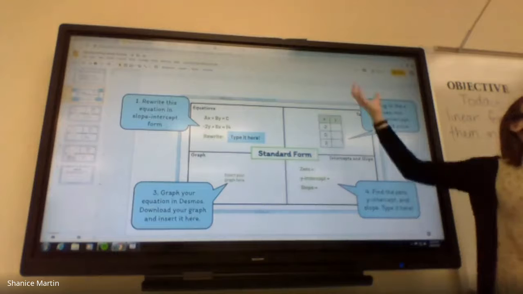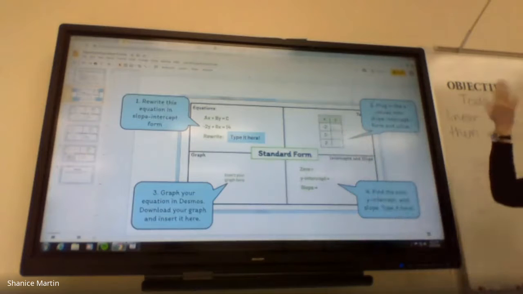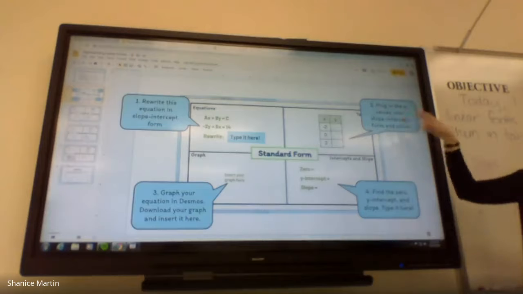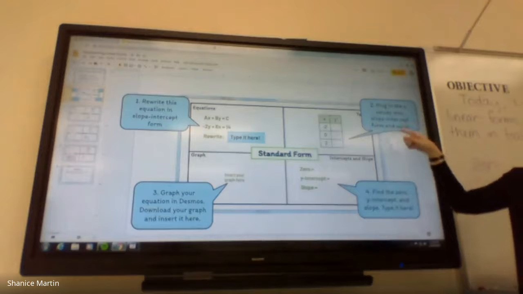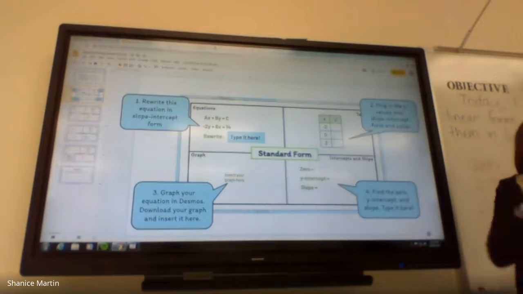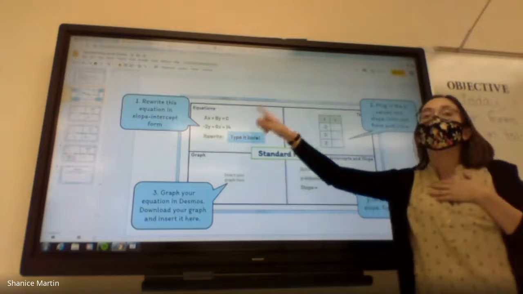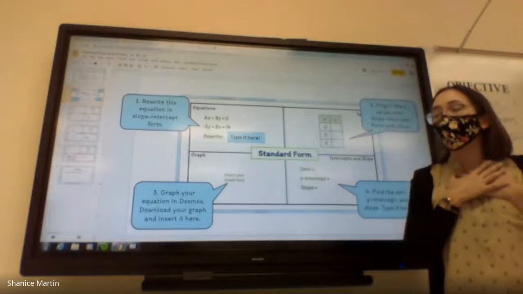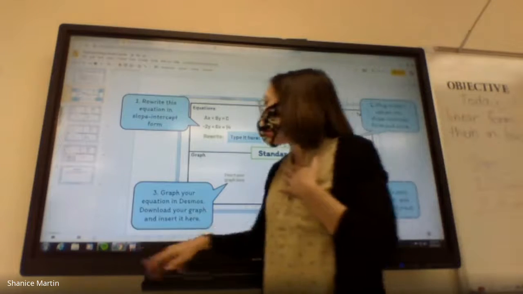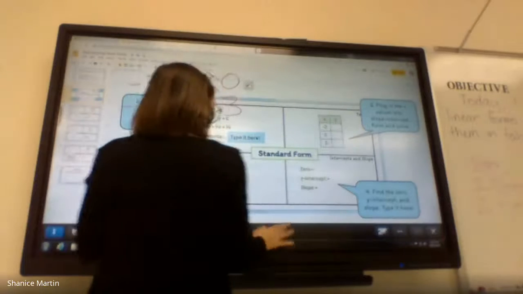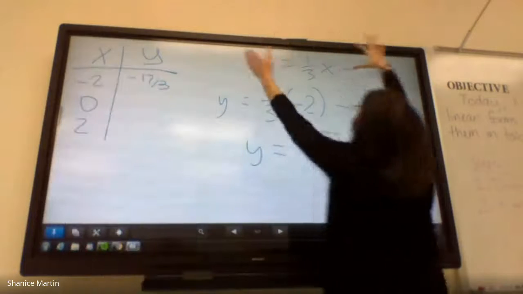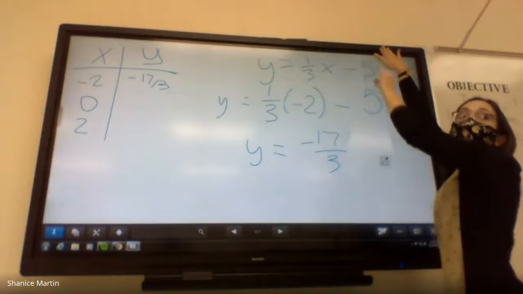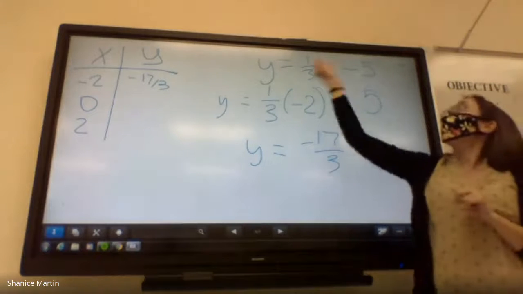All right, after you do that, you're going to go to step 2. You're going to fill in this table. And the way that you do that, you plug in the x values. See these x values? You're going to plug those in to slope intercept form and solve. You have to do this first step before you can fill in your table. You have to. So remember, slope intercept form looks like this, for example. After you do the first step, you should have an equation like that.